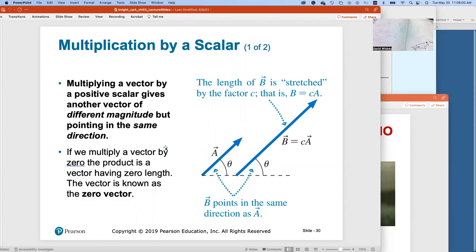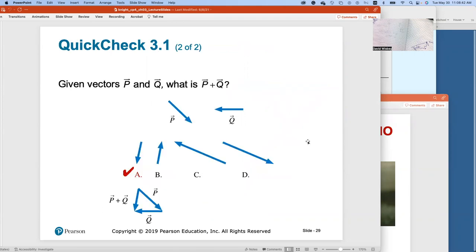All right. Multiplying a vector by a positive scalar gives another vector of different magnitude, but pointing in the same direction. If you multiply a vector by zero, the product is the zero vector. So let's say something was traveling at 1 meter per second, but then I said, I want to double that. So I multiplied it by two. Then the direction's the same, but it's twice as long. Right? So you can multiply a vector by a scalar. That just changes the magnitude of the vector. So my new vector is B. B is equal to C times A. Okay?